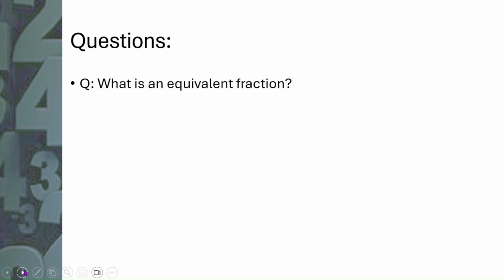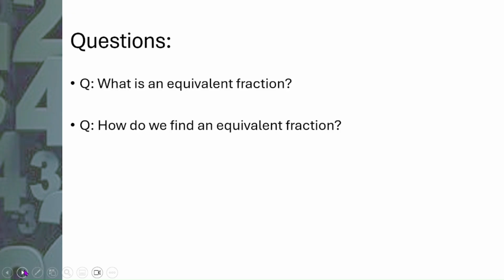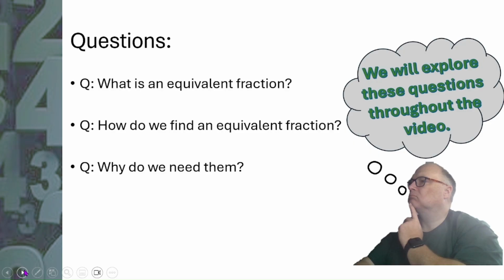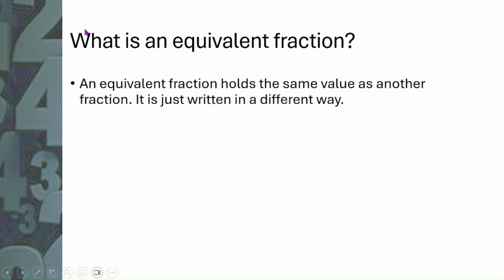As always, we have a few questions that we need to be asking before we get started. The first one is, what is an equivalent fraction anyway? How do we find an equivalent fraction? And why do we need them, or where would we use them? We're going to be exploring these questions and answering them along the way. So what is an equivalent fraction anyway? Well, an equivalent fraction holds the same value as another fraction. It is just written in a slightly different way.